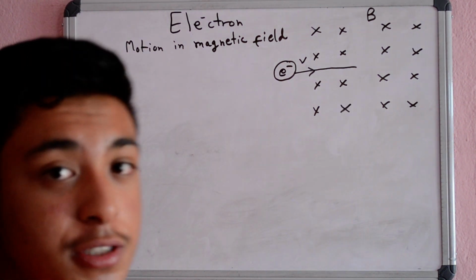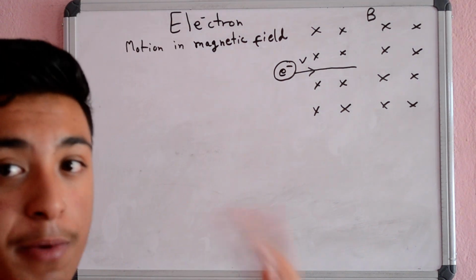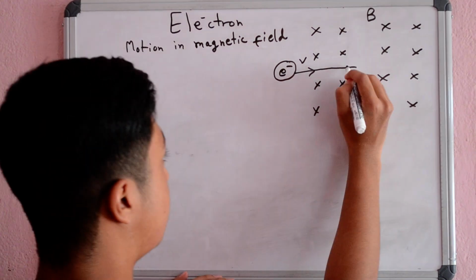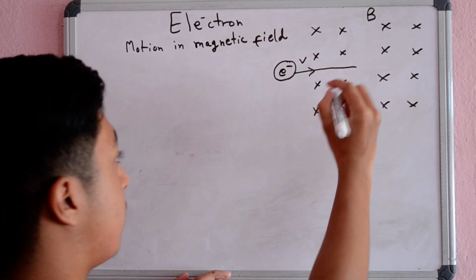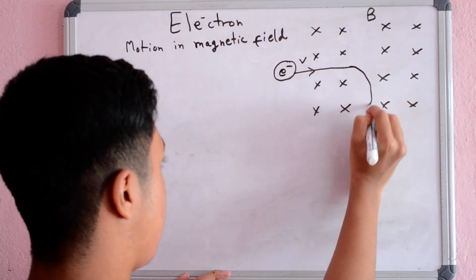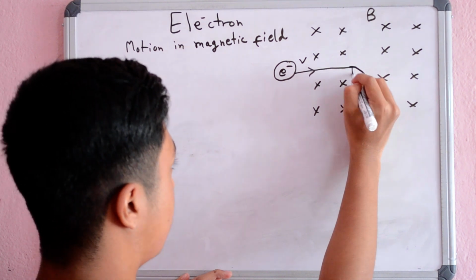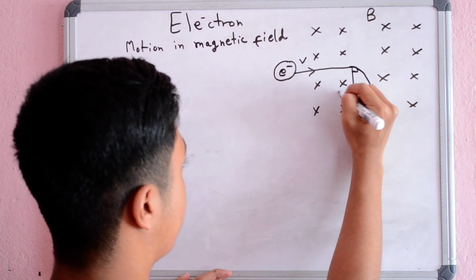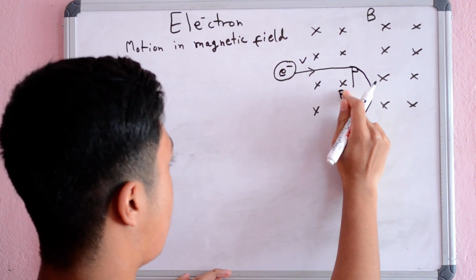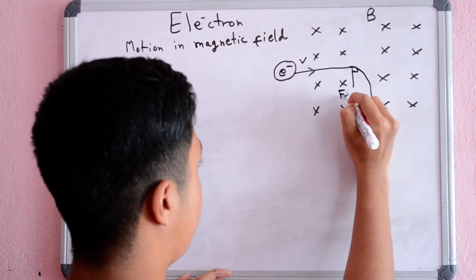And here since velocity and magnetic field are both perpendicular, that means the motion of the electron in the magnetic field is actually circular like this, and here the Lorentz force acts perpendicular. This is the Lorentz force, I'll write F_L.